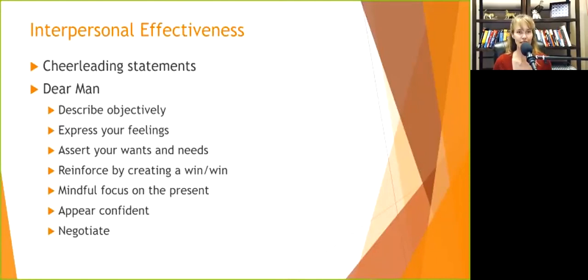Another one of those famous acronyms, DEAR MAN: describe objectively, express your feelings, assert your wants and needs, reinforce by creating a win-win, have a mindful focus on the present, appear confident, and negotiate. One of the things we practice a lot is identifying the difference between wants and needs.